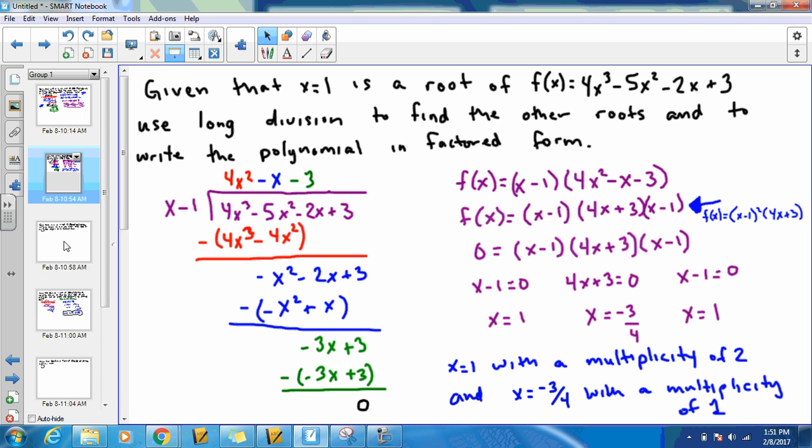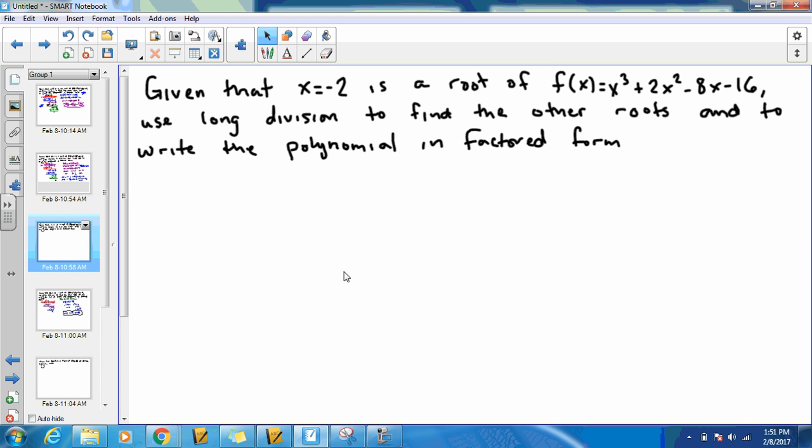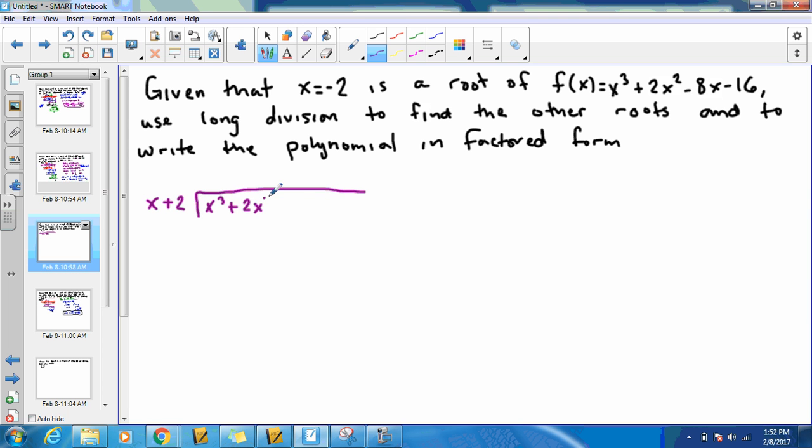Alright, let's try another example. Given that x equals 2 is a root of f of x equals x cubed plus 2x squared minus 8x minus 16, use long division to find the other roots and to write the polynomial in factored form. Alright, if x minus 2 is a root, then x plus 2 is a factor. So let's set up the problem. And then I'll start dividing.